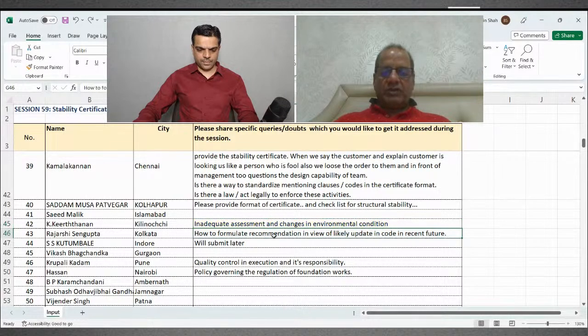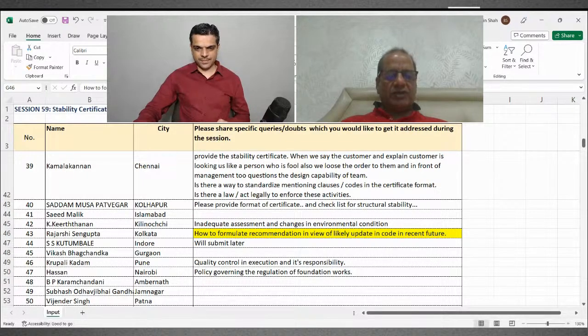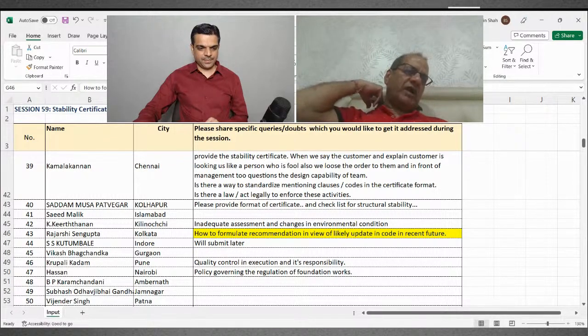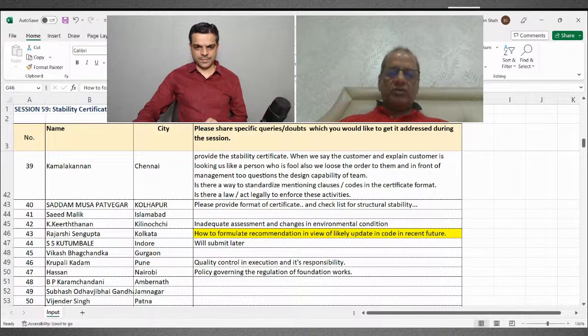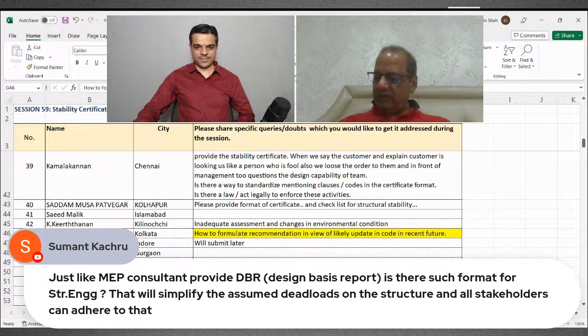How to formulate recommendation in view of likely update in the code in the recent future. Whatever code has been published, you can take care of that. Whatever code is in the draft, sometimes people take cognizance of some of the clauses there, but again it's a matter of agreement. Any design, our IS codes are prescriptive. They do not say it is mandatory to follow this. They say guidelines for designing, meaning engineering judgment prevails.